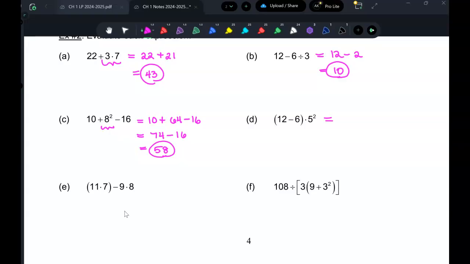All right, the most powerful operation in this case is the parentheses. So we're going to do that first. 12 minus 6 is 6. And then 6 times 25. So next we do the 25. 150. Excellent. If you have 6 quarters, you have $1.50, right? 4 quarters is $1. 6 quarters is $1.50. Anytime you multiply by 25, think about how many quarters you have. That's what I do.